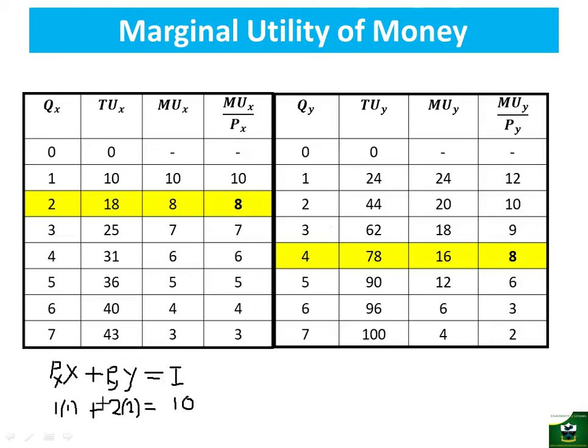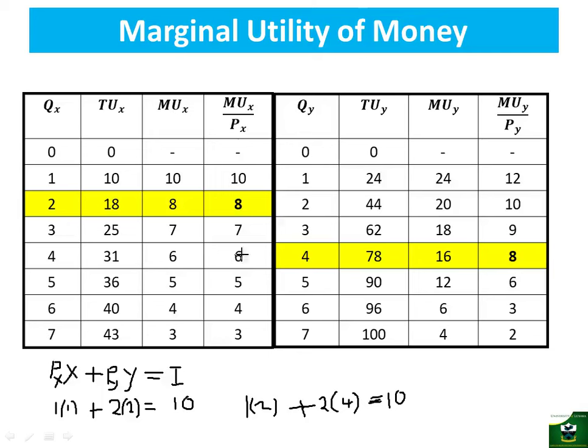Now, from these values, at the value of marginal utility ratio to price of 8, quantity of X consumed is 2, whereas for Y, quantity of Y consumed is 4. So meaning, if I add my 1 multiplied by 2 here, plus 2 multiplied by 4 here, wow, this gives me 10. So therefore, it shows that this value here already qualifies to be the consumer's equilibrium.